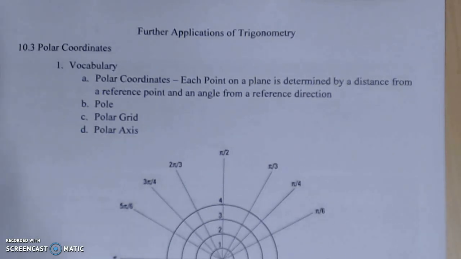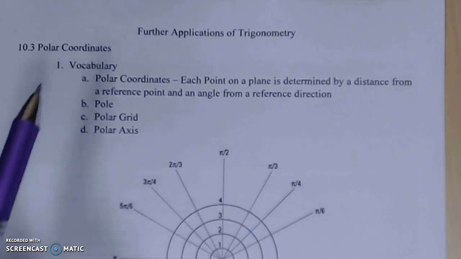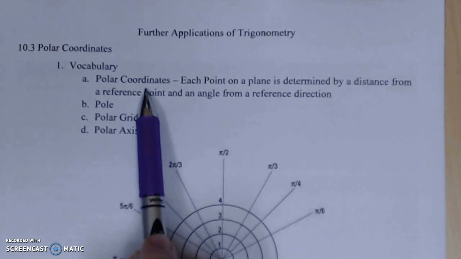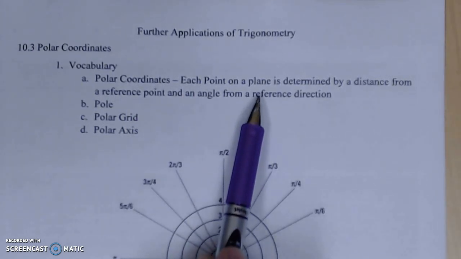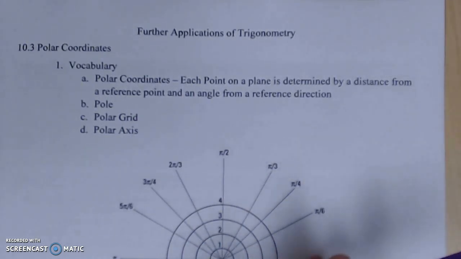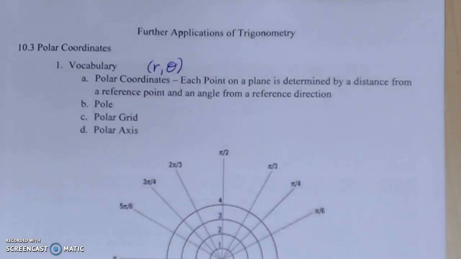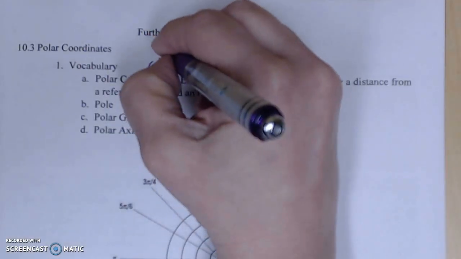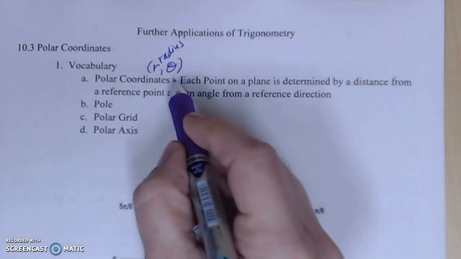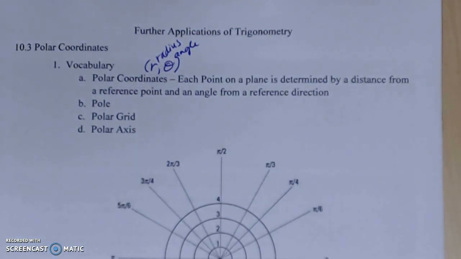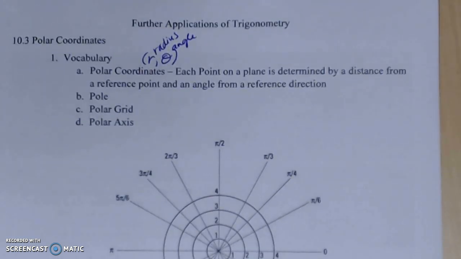In 10.3, what we're going to take a look at is now some polar coordinates. And to get us going, we're going to start off with some vocabulary. So the first thing you're going to notice, if we look at a polar coordinate, it's each point on a plane that's determined by a distance from a reference point and an angle from a reference direction. When we graph this, we're looking at r, comma, theta. So we're going to be looking at r as being the radius from that origin point, and theta being the angle that it creates as it comes out. So it's still referencing our triangles like we saw through our trig.